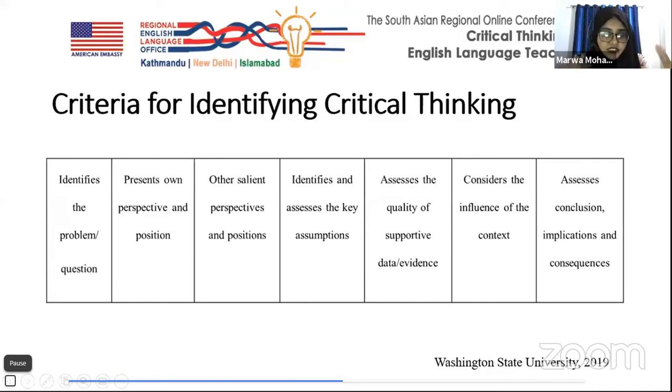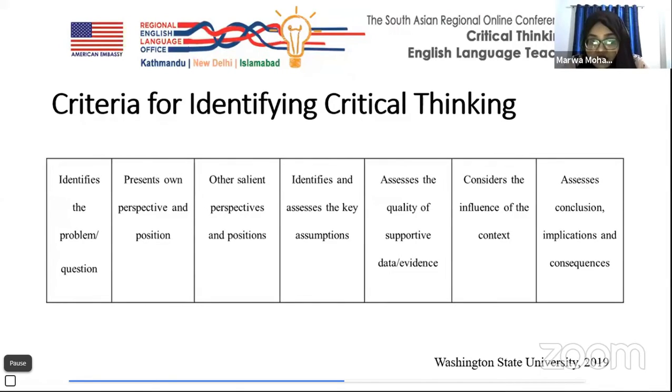So the critical thinking part was basically analyzed by following these criteria. These are criteria that Washington State University determined for identifying critical thinking, and these were used to analyze the blog posts. So does it identify the problem or question? Does the author present their own perspective and position? Other perspectives, are they considered?